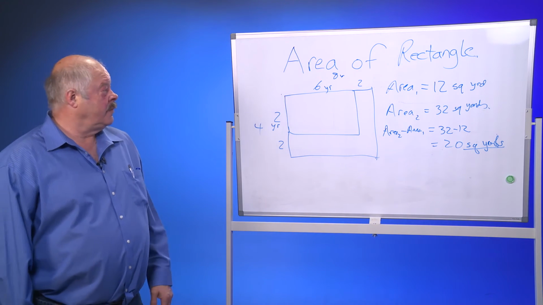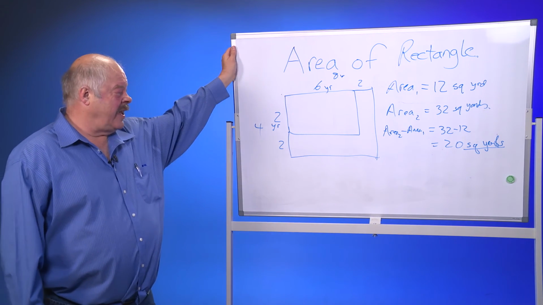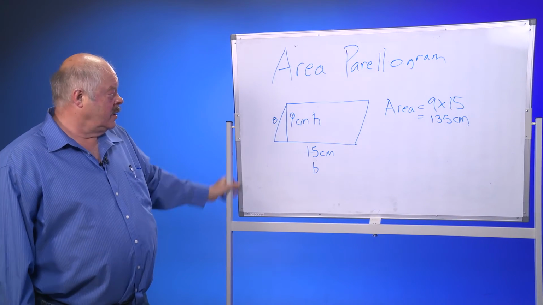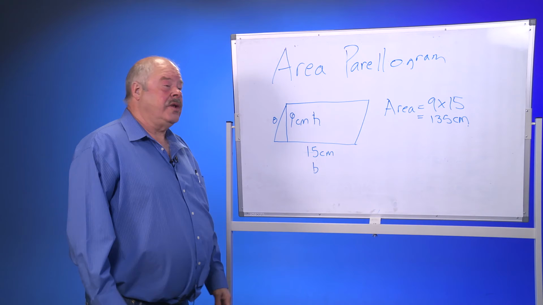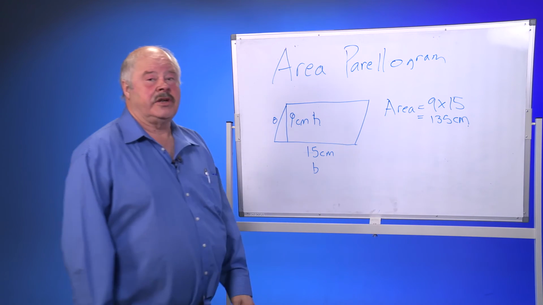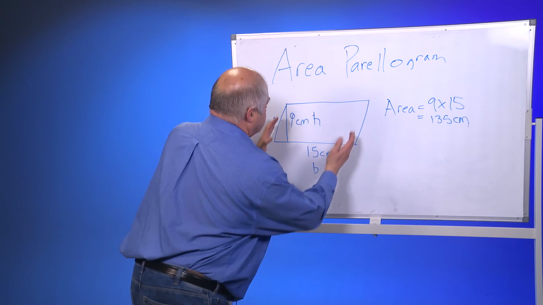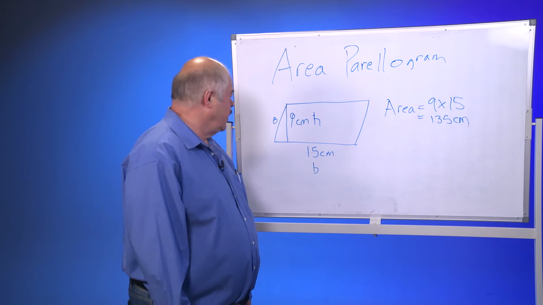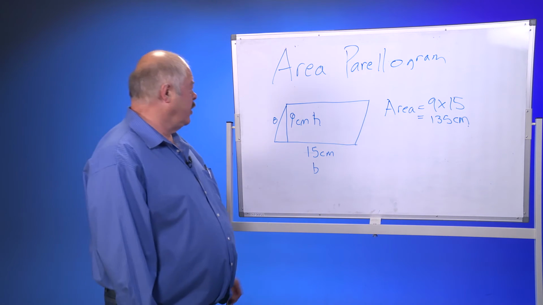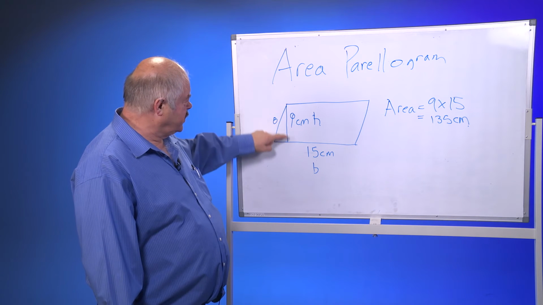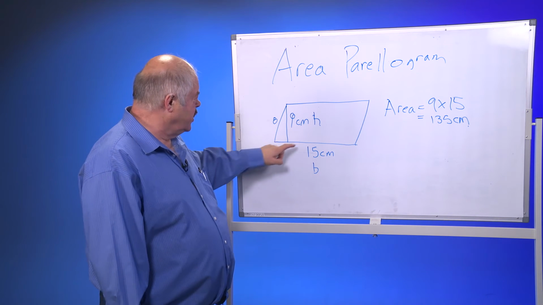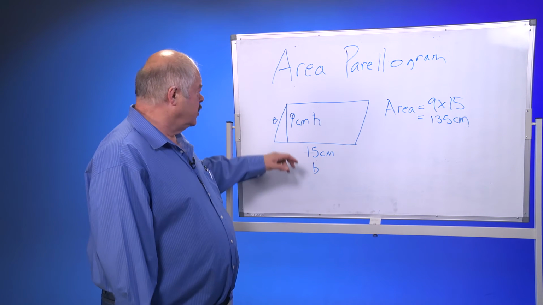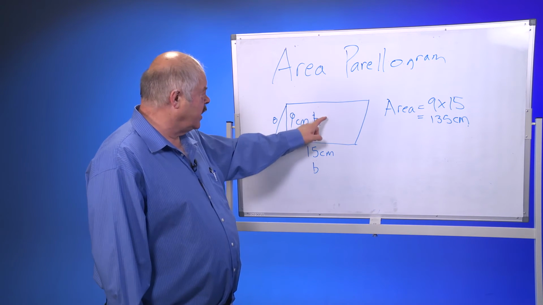All right. Let's take a look at the area of a parallelogram. Now remember, a parallelogram has two sets of lines that are parallel with each other. So these lines are parallel, these lines are parallel. And the formula for area of a parallelogram is this piece here called the height, h, times this long piece on the bottom called the base, or b. So the area is base times height.